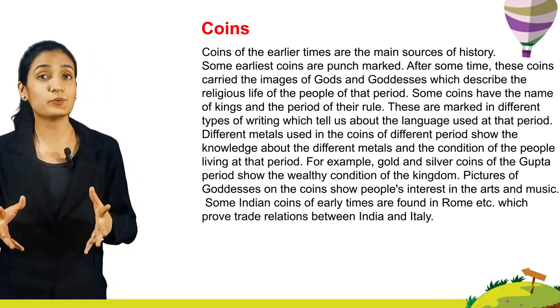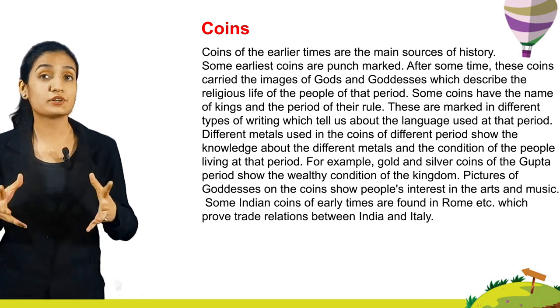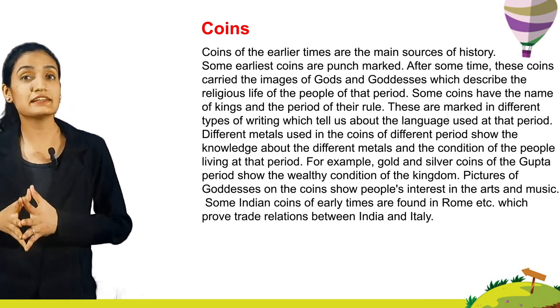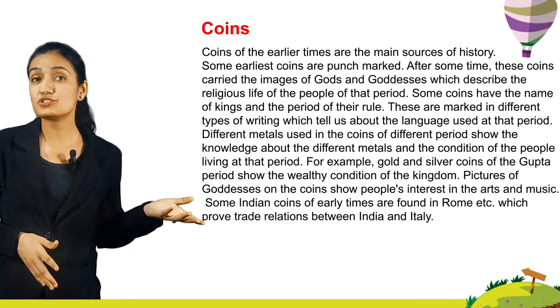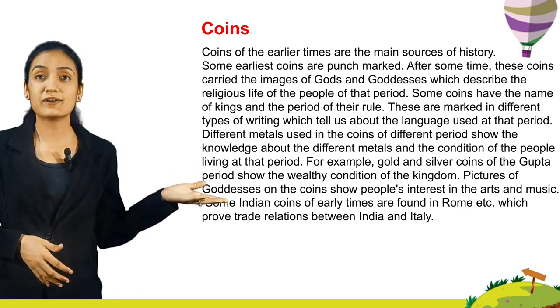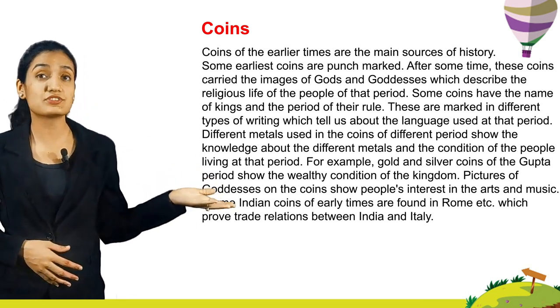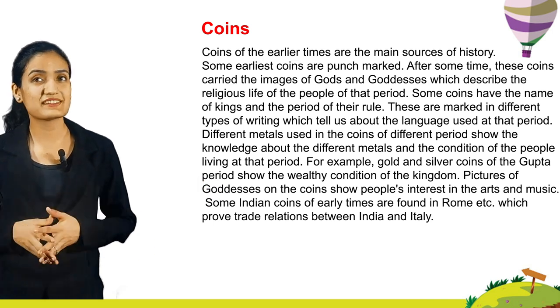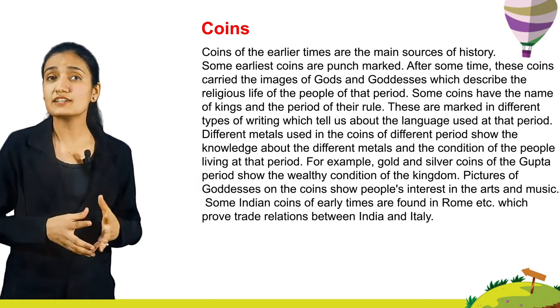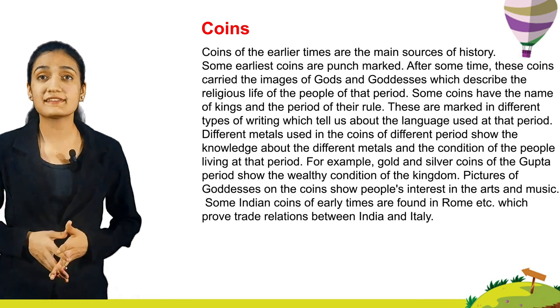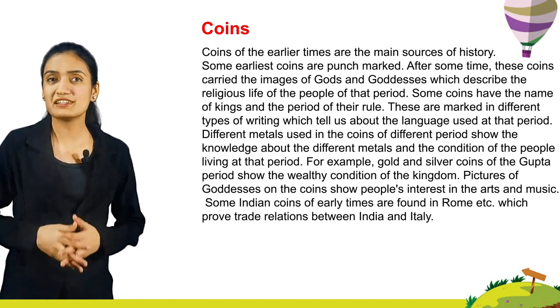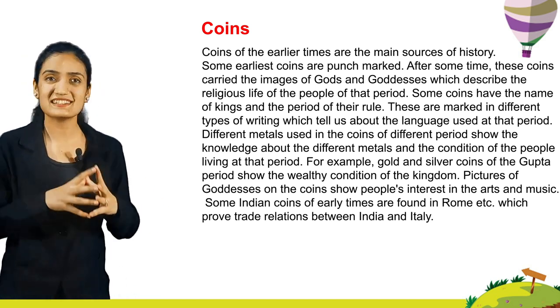For example, gold and silver coins of the Gupta period show the wealthy condition of the kingdom. Pictures of goddesses on the coins show people's interest in the arts and music. Some Indian coins of early times are found in Rome, etc., which prove trade relations between India and Italy. Here you can see in the picture coins of the Gupta age.